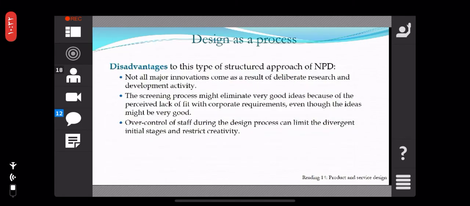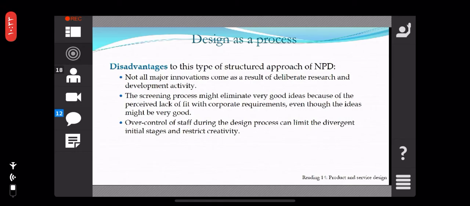Design as a process. Of course there are some advantages and disadvantages. I don't know why they did not mention the advantages. So design as a process, they consider this designing of a product or designing of a service. Of course this has some disadvantages to this type of structured approach to new product development.